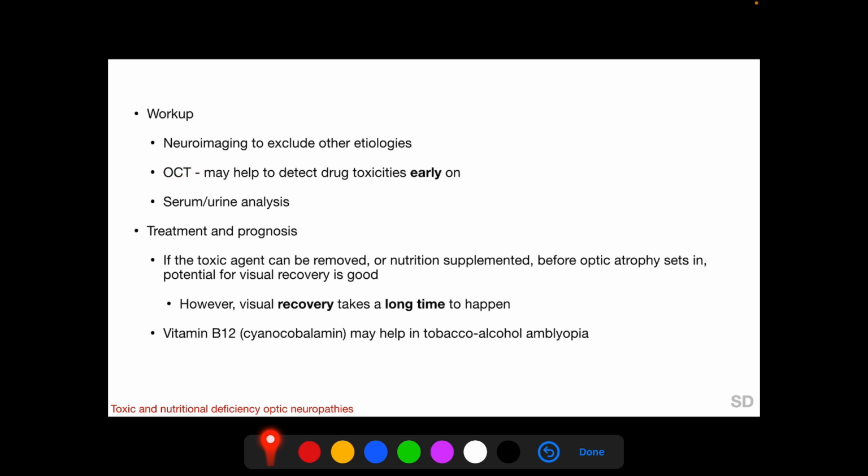OCT is important for patients on drugs which are known to cause toxic optic neuropathy, and OCT may help us to pick up drug toxicities early, and serum and urine analysis can help us detect both toxicity and nutritional deficiency. So in toxic and nutritional deficiency optic neuropathy, if the toxic agent can be removed or nutrition supplemented before optic atrophy sets in, potential for visual recovery is good. However, the visual recovery takes a long time to happen. Vitamin B12 cyanocobalamin may help in tobacco alcohol amblyopia and is often given in these patients.